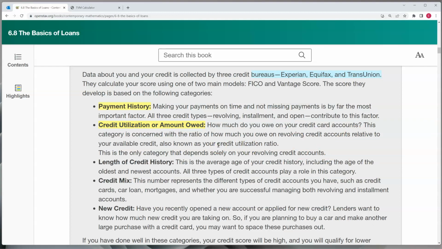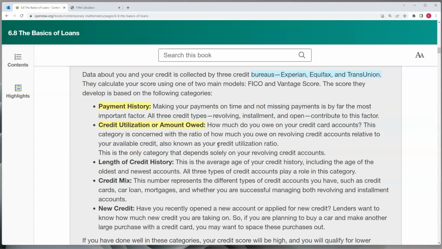And so credit utilization is kind of interesting. It's how much you owe on your total loan accounts. So for example, if you added up everything that you owe, how much you owe in student loans, how much is on your mortgage, how much is on your credit cards, you added all those up, that is your credit utilization.